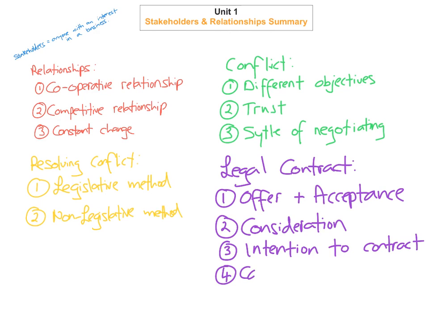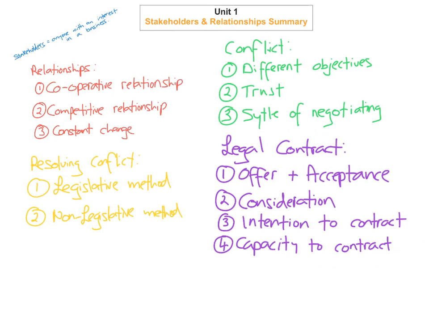is capacity to contract. And this basically means that they must have the legal power and ability to make the contract. They must be over 18. They must not be drunk or on drugs or insane, or mentally not able to make that decision. Okay, the next one, the fifth one, is consent to contract.